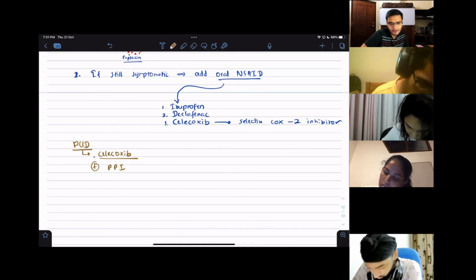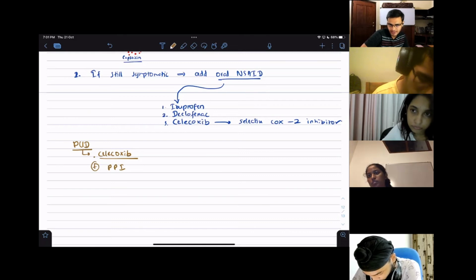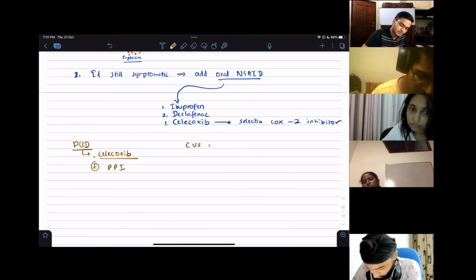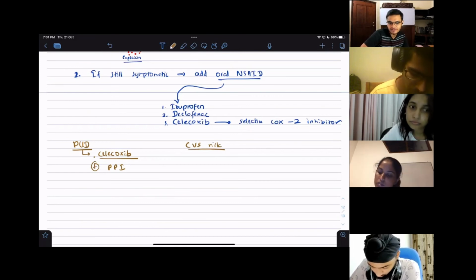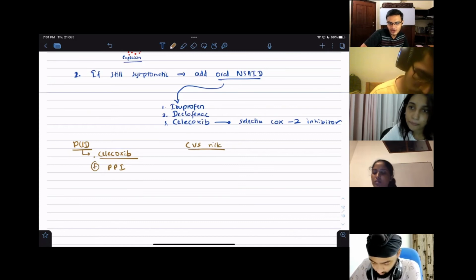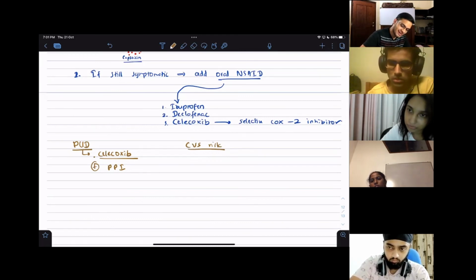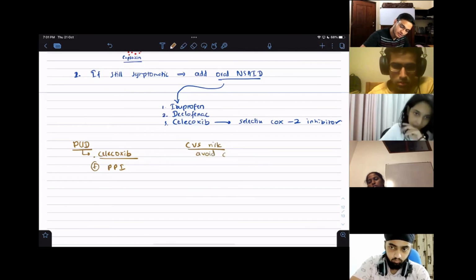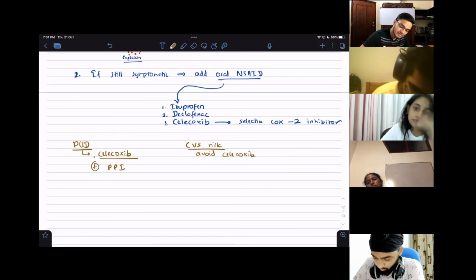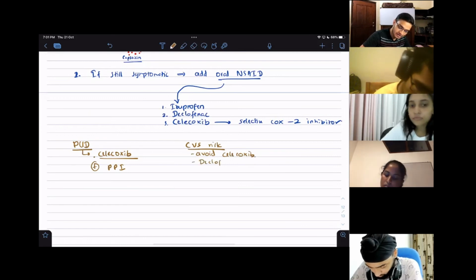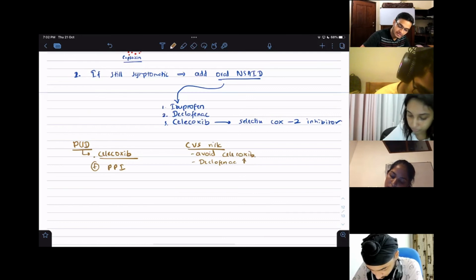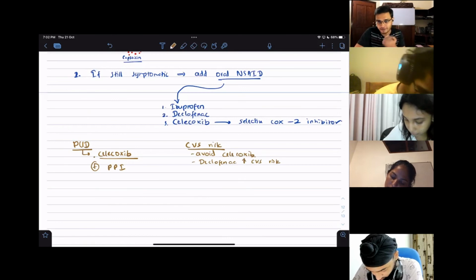What about if the patient is having some cardiovascular risk, guys? Out of these three, which one should we maybe try to avoid? Celecoxib. Yes. Out of these three, try to avoid celecoxib. And also, guys, diclofenac also has a high cardiovascular risk. But celecoxib is the most dangerous one for cardiovascular events.